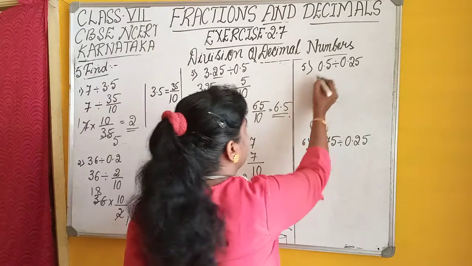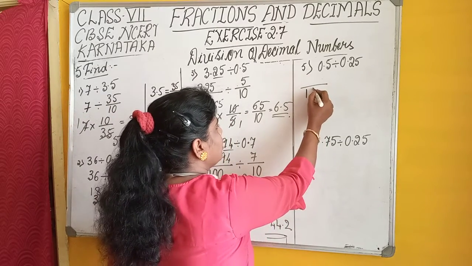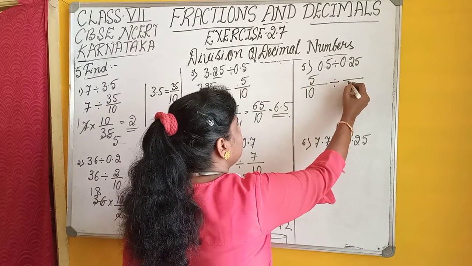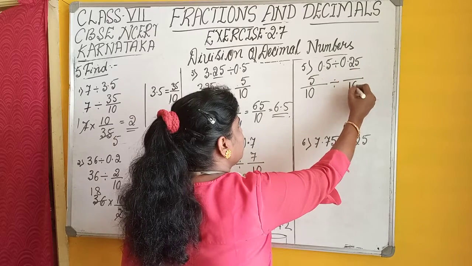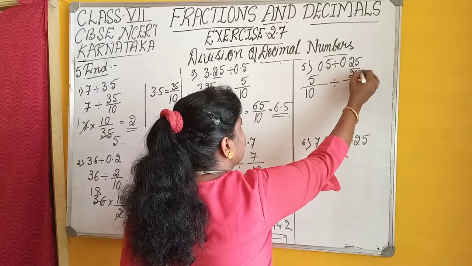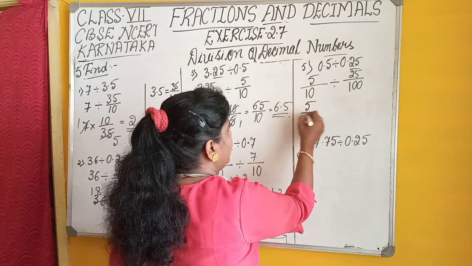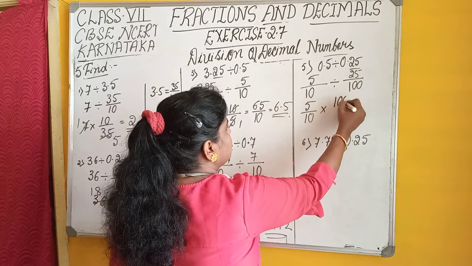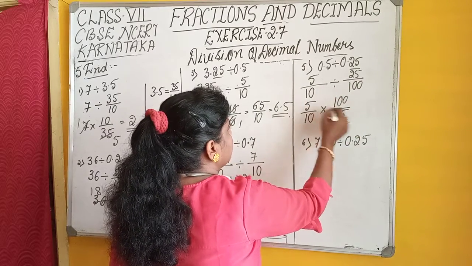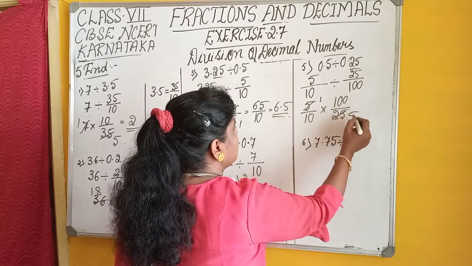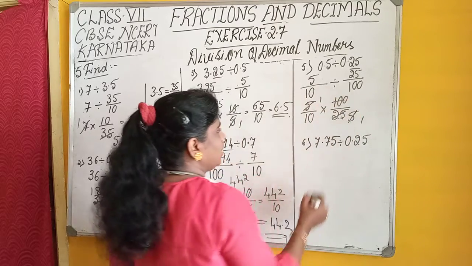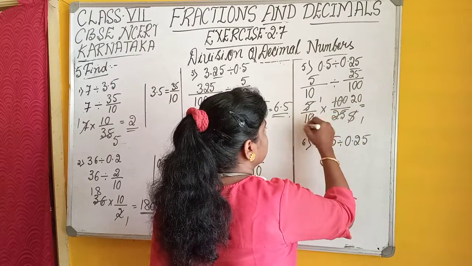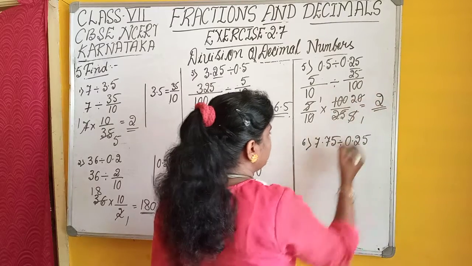44.2. Okay. Then 0.5: for the decimal point put 1 and 0, that is 5 by 10, divided by 0.25. For the decimal point put 1. How many digits are there? 2 digits. Write 2 zeros. 25 by 100. That is 5 by 10. This division will become multiplication and we have to take the reciprocal of that number. 5 ones are 5, 5 fives are 25. Then 5 ones are 5, 5 twenties are 100, the zeros get cancelled, only 2 remains.